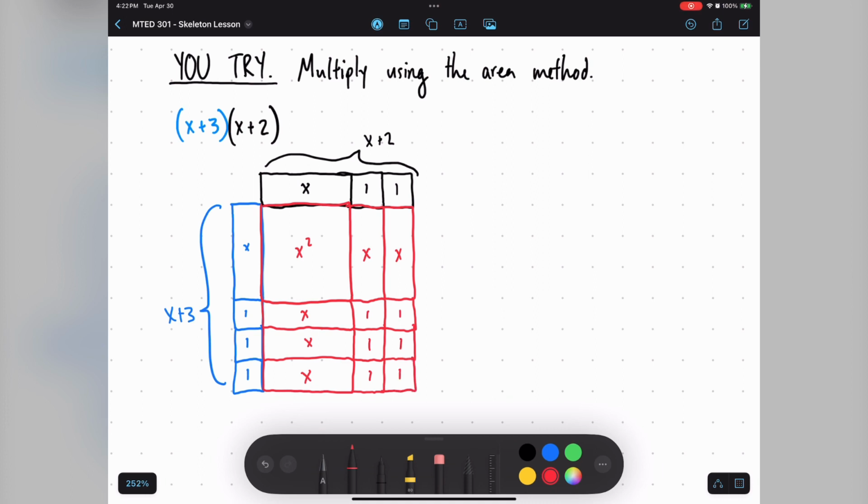So now that I've got everything, I'm going to count. So I've got an x squared. I've got 1, 2, 3, 4, 5 x's, and 1, 2, 3, 4, 5, 6 ones. So there's our answer.